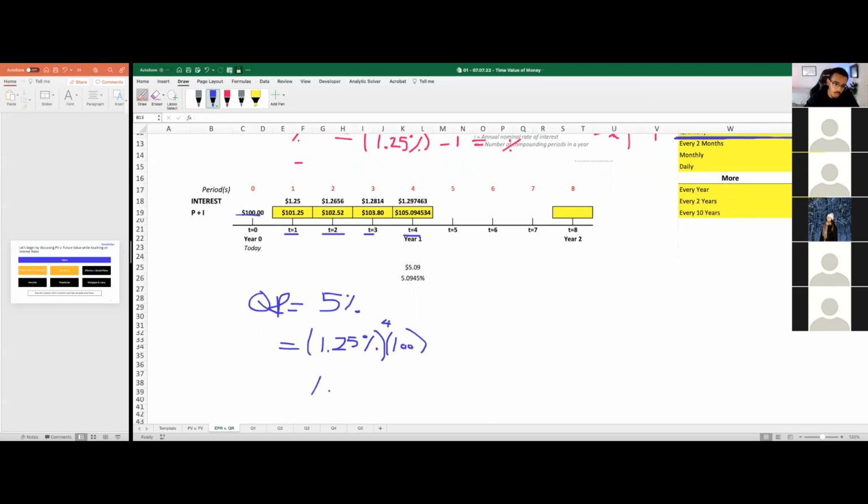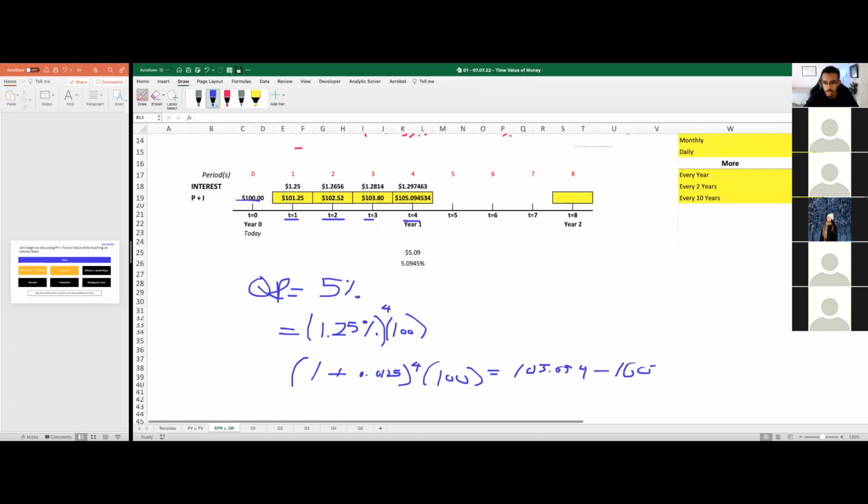We did 1 plus 0.0125, we did that 4 times, times 100. And that gave us our total amount, 105.0945. Then we did that minus 100. That gave us the total dollar return that we made.